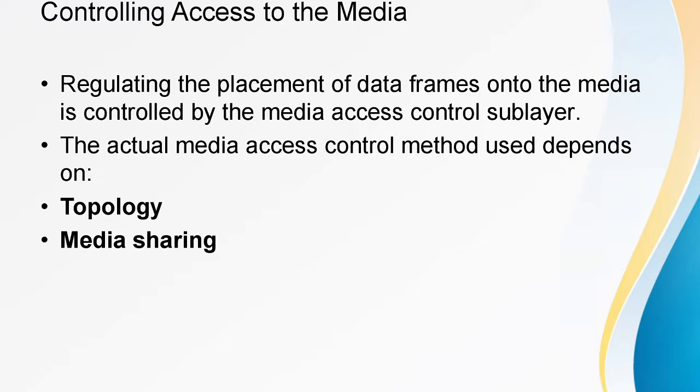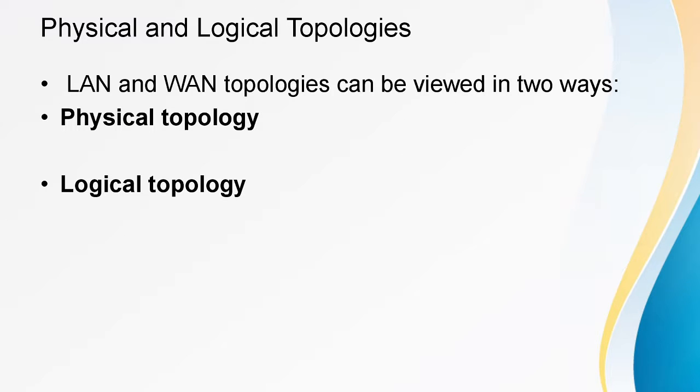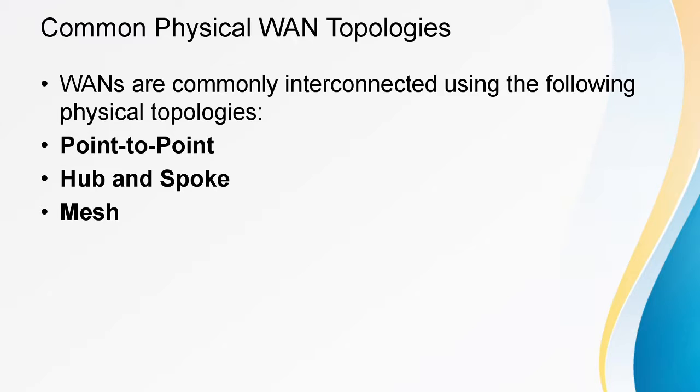Controlling access to media. Regulating the placement of data frames onto the media is controlled by the media access control sublayer. The actual media access control method used depends on topology and media sharing, physical and logical topologies. There's the LAN, meaning local area network, and WAN, wide area network. Topologies can be viewed in two ways. First is the physical topology and second is the logical topology.